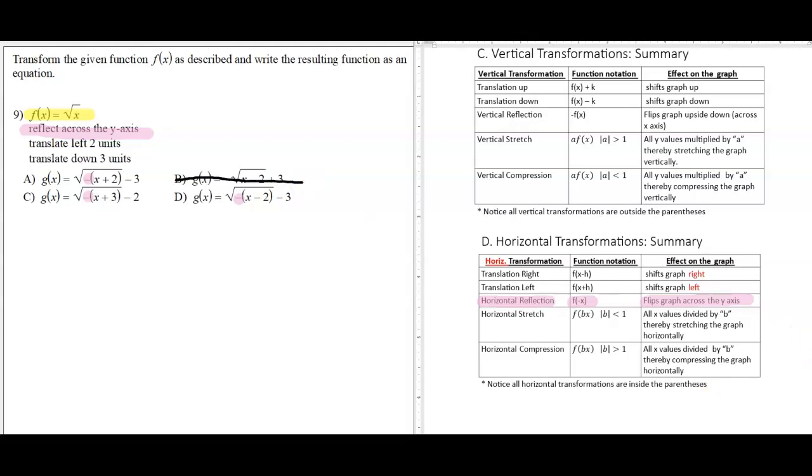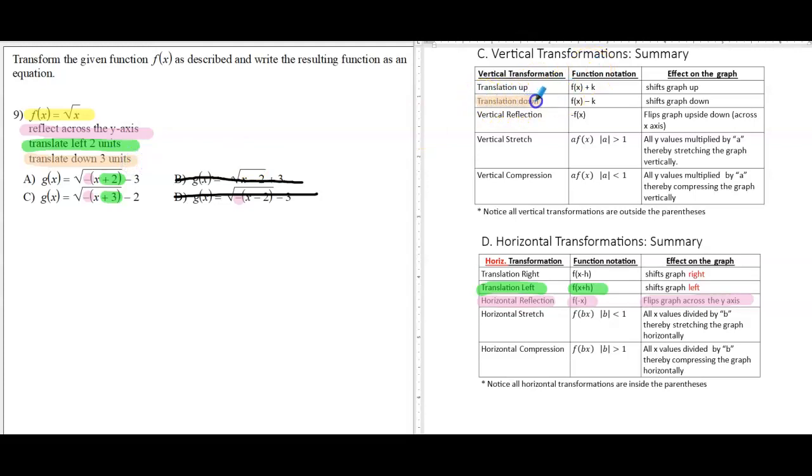So let's go ahead and do the next one now. The next one is translation to the left 2 units. I see translation left is right here. So that means I should have a number being added to my x. I see that happening here and here. So now I can get rid of this guy because that one doesn't have a number being added to x, it's being subtracted. All right, and we have one more to look at here. Let's try this guy, being translated down.